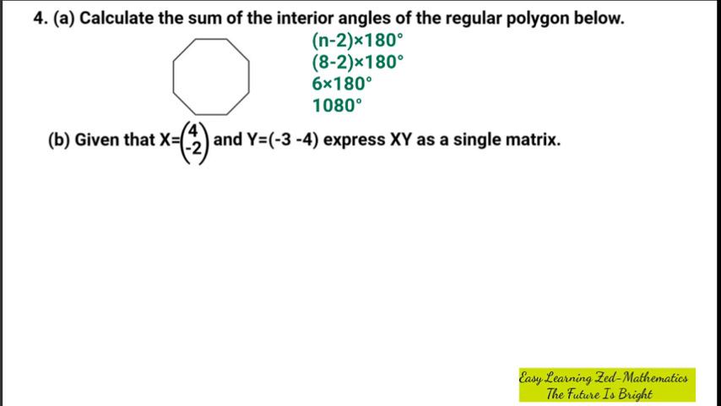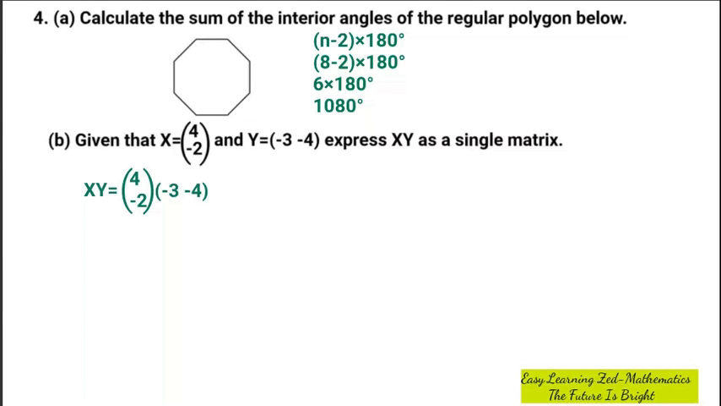Okay, let's do question 4b. Question 4b was: given that x is equal to (4, negative 2) and y is equal to (negative 3, negative 4), express xy as a single matrix. What they are asking us is to multiply these two matrices. So you write the expression the way I've written it here. Make sure you don't swap the matrices.